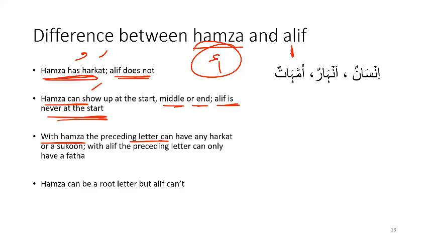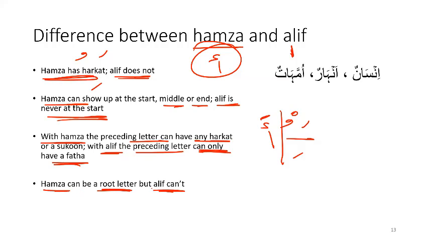With Hamza, the preceding letter can have any harkat or a sukoon. So before the Hamza, we could have a letter with a fatha or a kasra or a dhamma, or it's also possible that the previous letter has a sukoon and then the Hamza starts with a fatha. Whereas with an Alif, the preceding letter can only have a fatha. And finally, Hamza can be a root letter, but Alif can't. So if we see Alif, then that Alif is not one of the root letters.